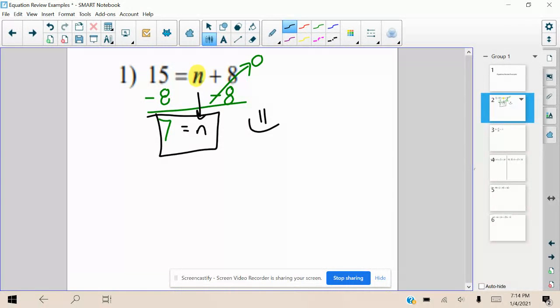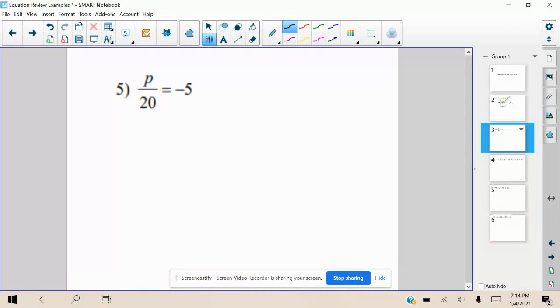We now also can talk about multiplication and division. So in problem number 5, we have p over 20 is equal to negative 5. Now, I know I said over 20, but really we're saying p divided by 20 is equal to negative 5. So I'm just going to cover this up real quick just to make it a bit easier for us to see. So we have p divided by 20 is equal to negative 5.